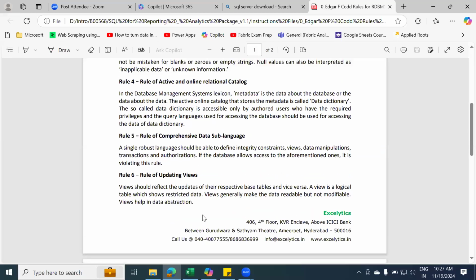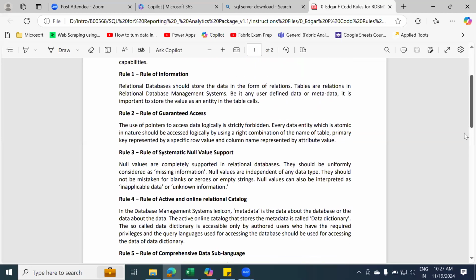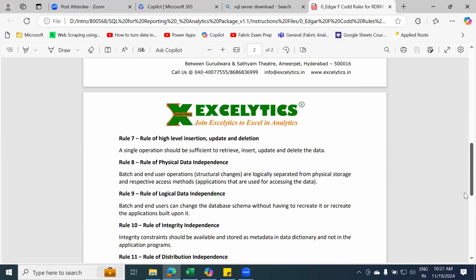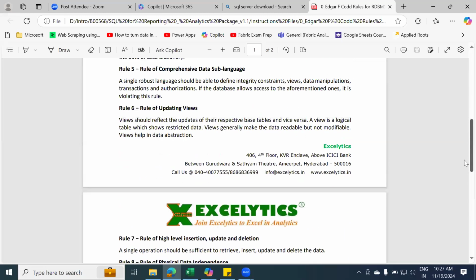We have 13 rules here, guys. So we listed out all the rules here. All these rules were compiled by a person called E.F. Codd. If any DBMS follows these 13 rules, then we call that RDBMS, guys. I'll share this file also in the WhatsApp group. Please go through this document. Are we good?